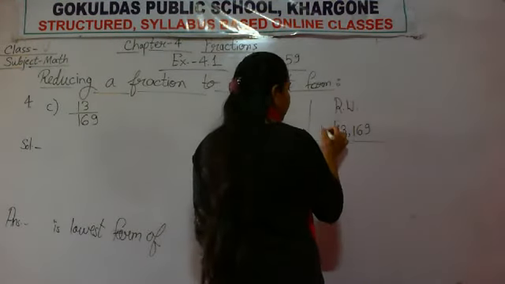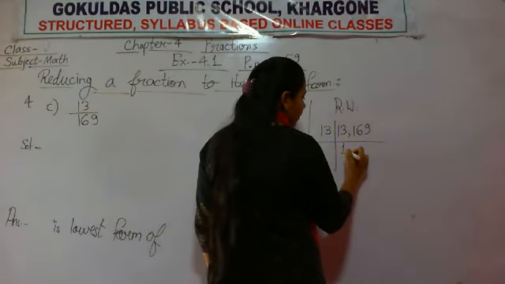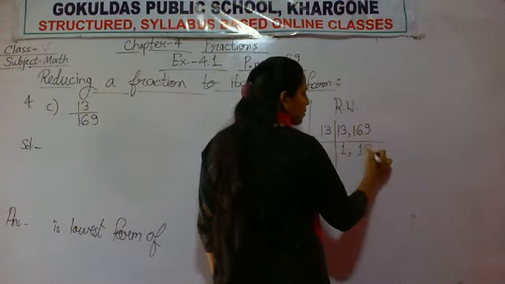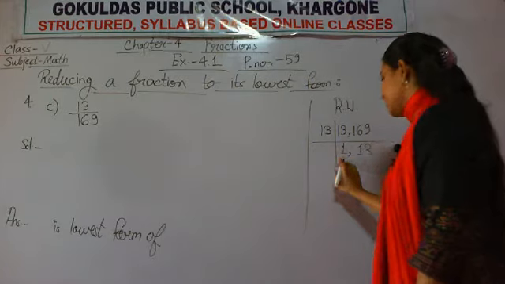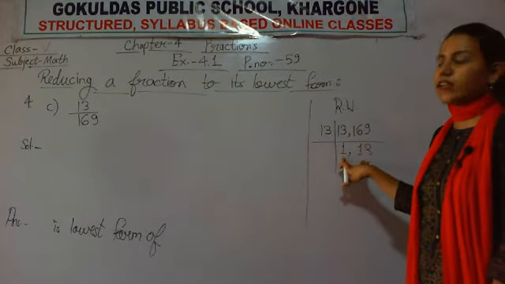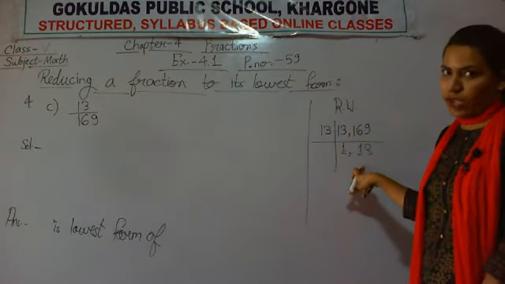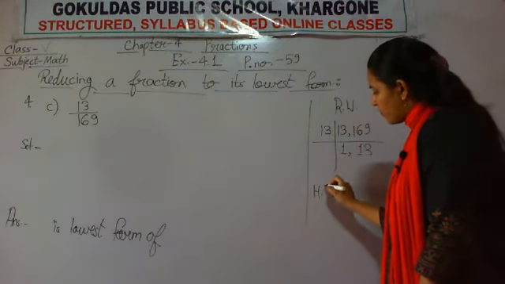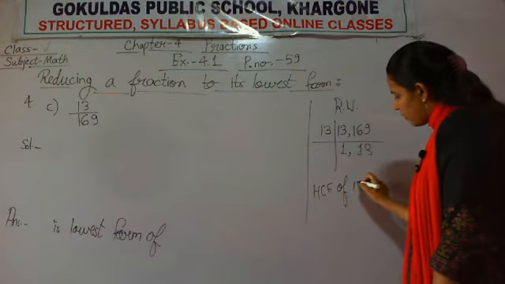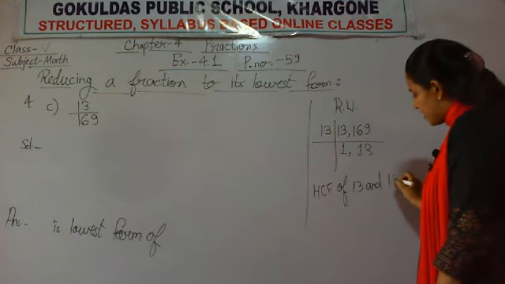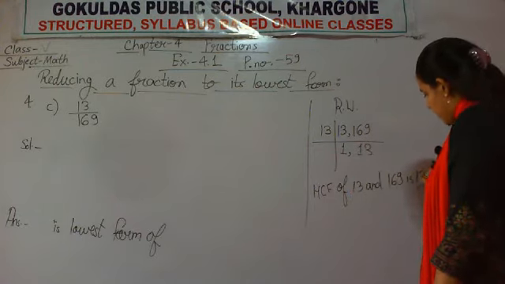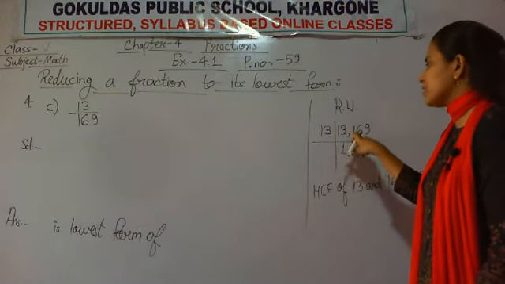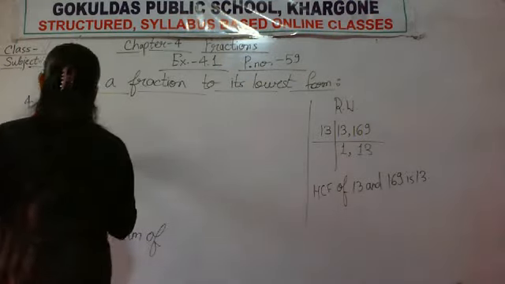13 is a prime number. I am taking 13. So 13 ones are 13, and when we divide 169 by 13, the answer is 13. Now as there is no common factor to divide 1 and 13 together, we will stop our division process here. So HCF of 13 and 169 is 13.